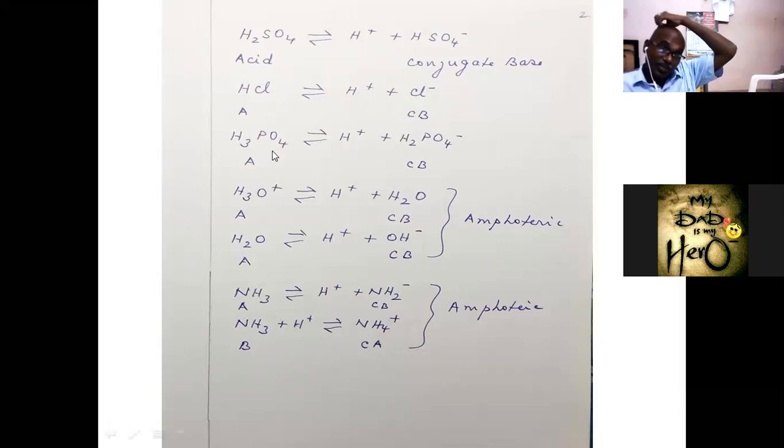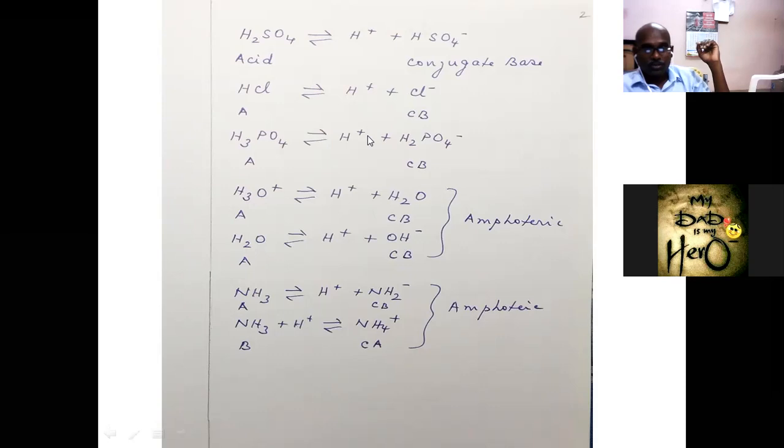If you look at H3PO4, when one H plus is removed, H plus plus H2PO4 minus. So this is the conjugate base of H3PO4. And these two things, the acid and its conjugate base, are called a conjugate acid base pair. Suppose any substance is given, you should be able to pair them up, which are the conjugate acid base pairs.